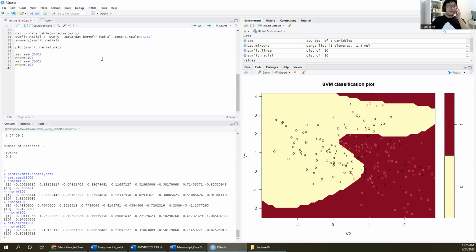I was wondering, like the example you gave about the election, and when would you do a logistic regression versus a classification? Yeah.